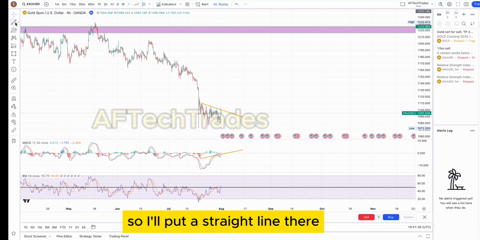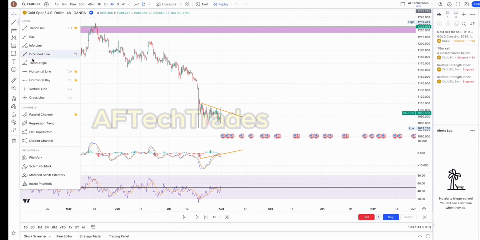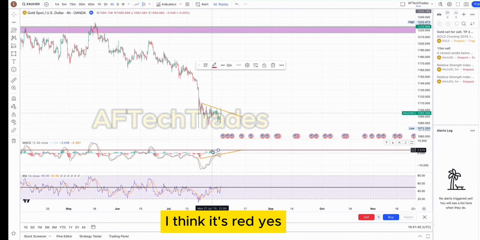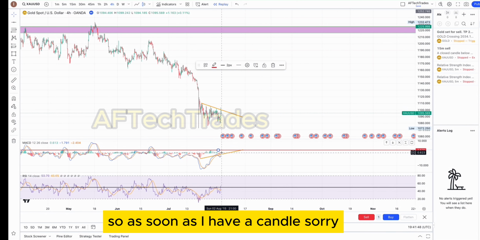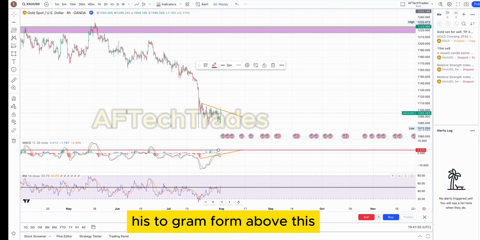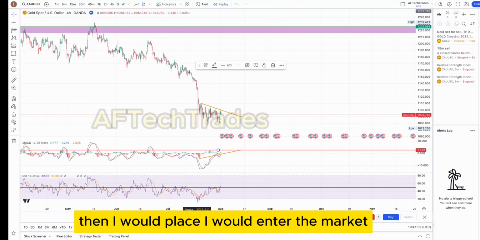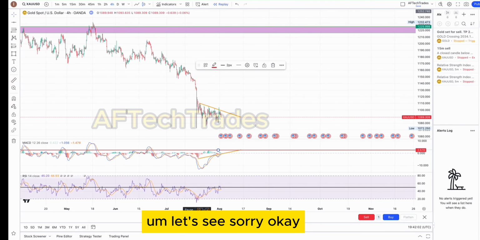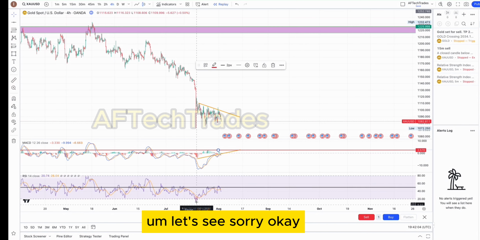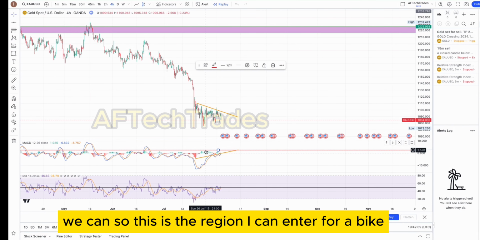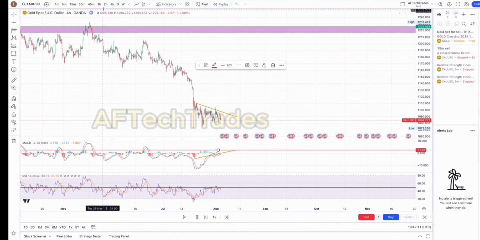So I'll put a straight line there. I'll put a horizontal line here. This is the highest here. I think it's red. Yes. So as soon as I have a candle, as soon as I have one of the green histograms form above this, then I would enter the market. Let's see. Okay, we can. So this is the region I can enter for a buy.